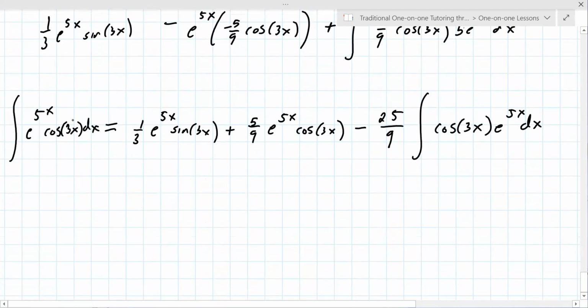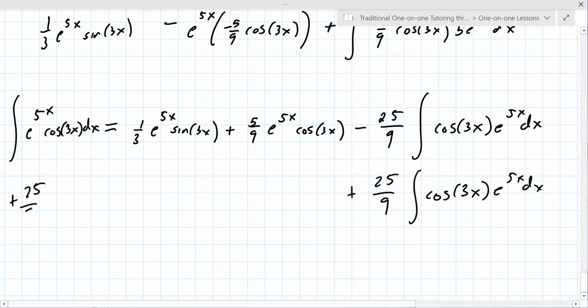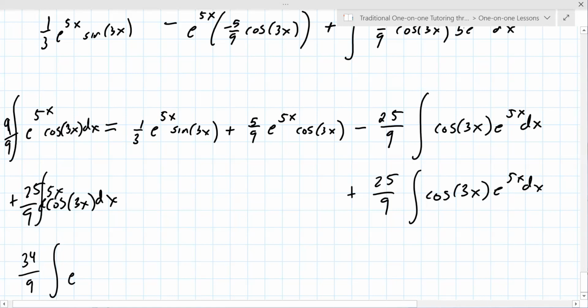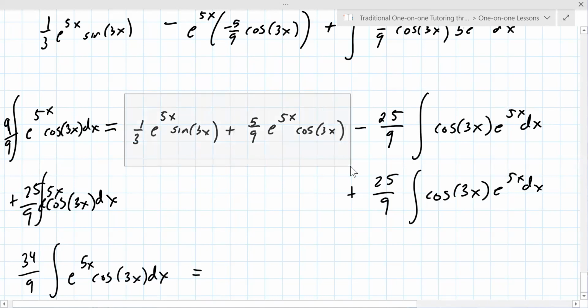Okay, so do you see how this over here on the left is the same as this one over here on the right? Yes. So imagine adding this to both sides, and you add it over here. So there's really one of them up top here, so we would say that's 9 over 9. So there are now 34 over 9 integral e to the 5x cosine 3x dx equals, and then it's all this stuff here that we just bring down.